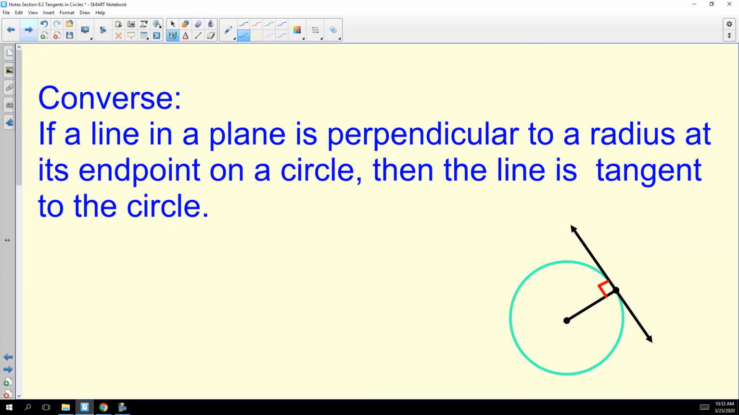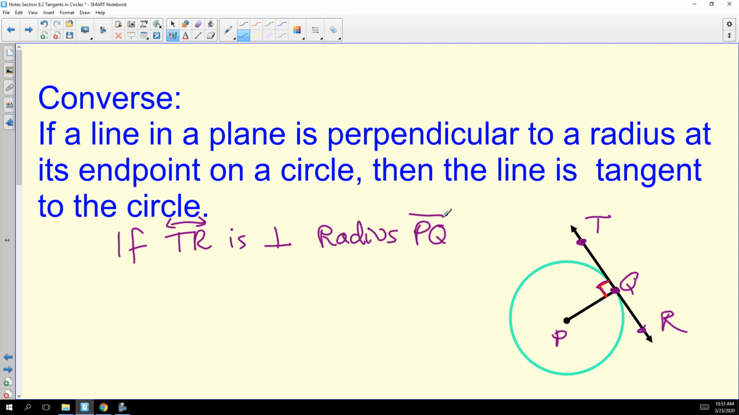So moving on to the next page. The converse is also true: if a line is perpendicular to a radius at its endpoint on a circle, so if we know for a fact that it's perpendicular, then it must be a tangent line. So we'll call this PQ, and I'll call this TR. If line TR is perpendicular to radius PQ at point Q, then line TR is a tangent line.